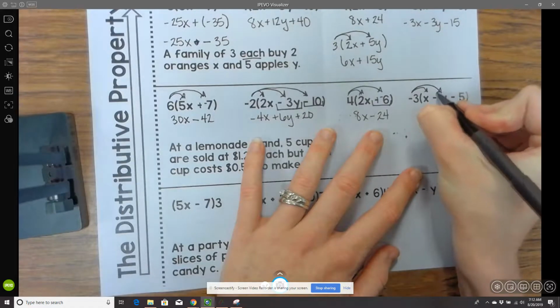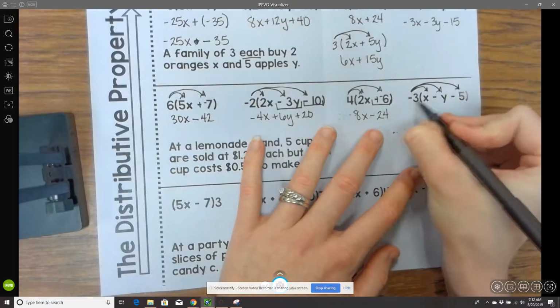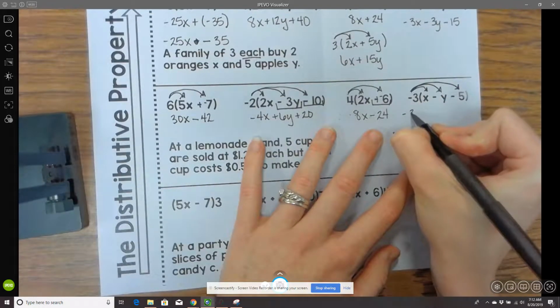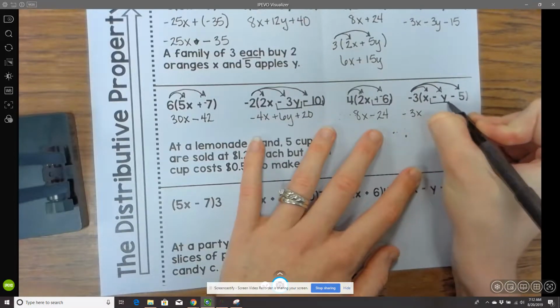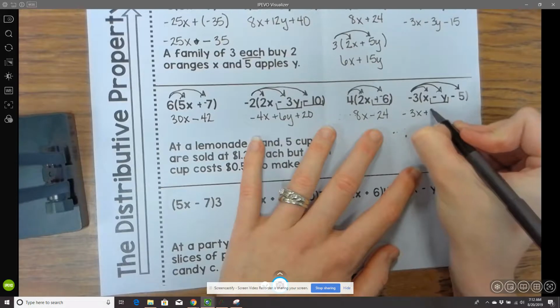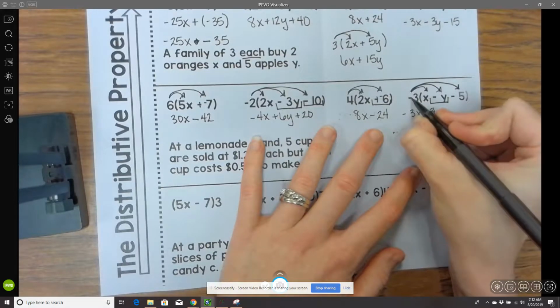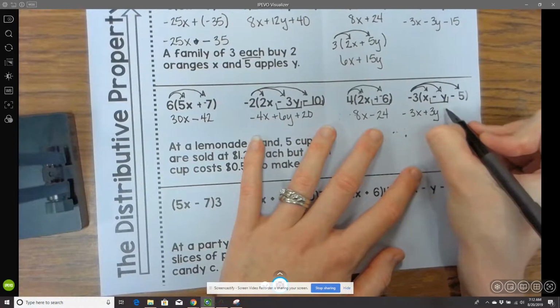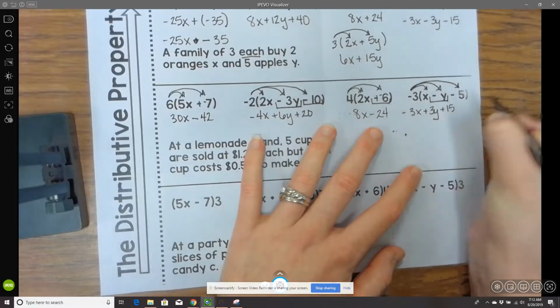And then a long one here, 3 terms. So -3 times x is a -3x. -3 times a -y gives me a +3y. And then -3 times a -15 gives me a +15.